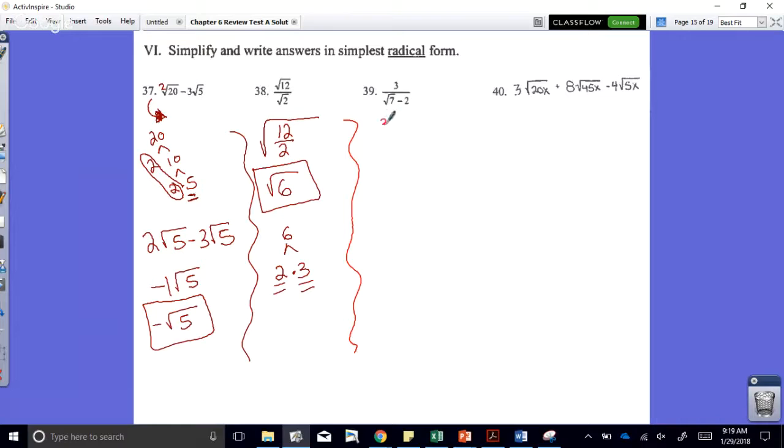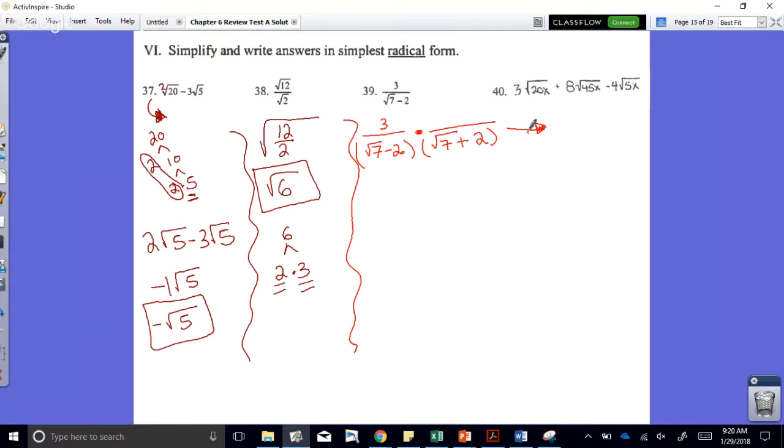Okay, next one we have a 3 over square root of 7 minus 2. What to do here is rationalize this denominator. If it was one piece, we would multiply the radical by itself. But since there are two pieces down here, we're going to multiply by the conjugate. So root 7 minus 2, we're going to multiply by root 7 plus 2.